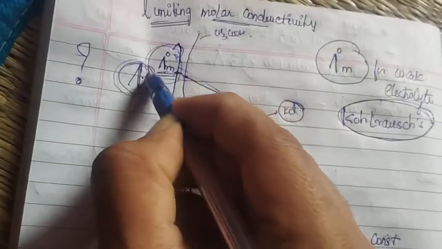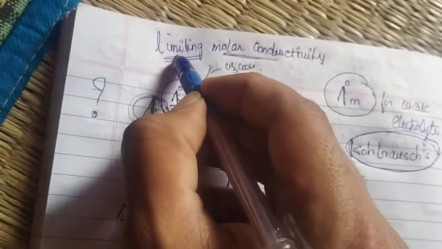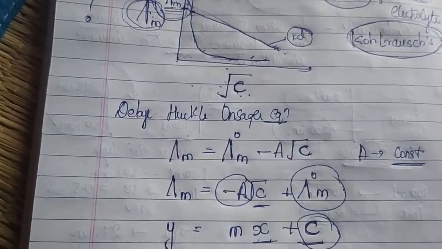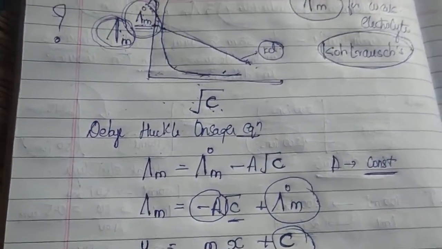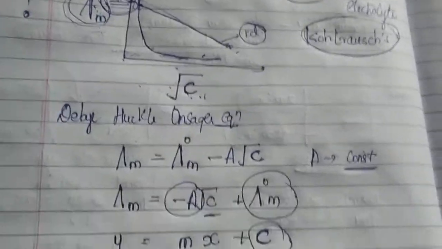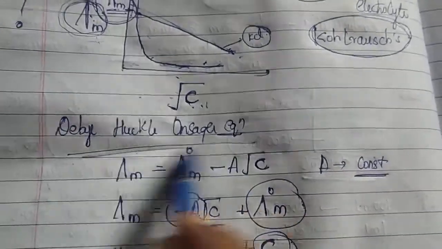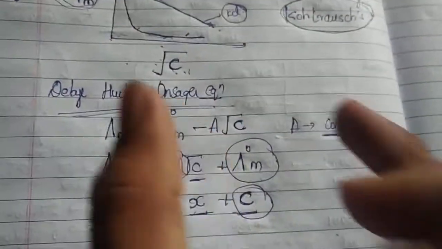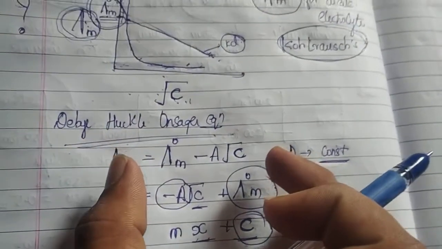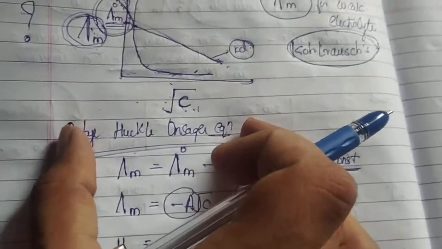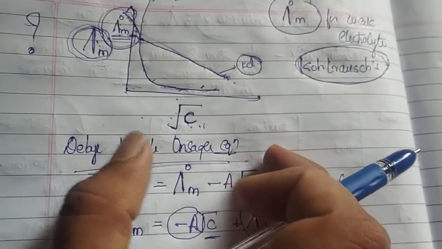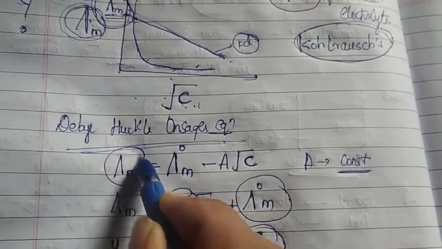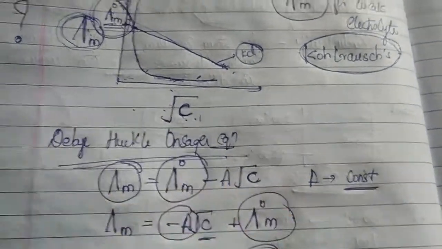So this lambda naught m itself is called what? Limiting molar conductivity. Now you got why I have used this graph. Basically, this Debye Huckel Onsager equation is not mentioned by name in your textbook, only the equation is mentioned. But in most cases they can ask you the equation name also. This is called what? Debye Huckel Onsager equation, which relates your molar conductivity with limiting molar conductivity.